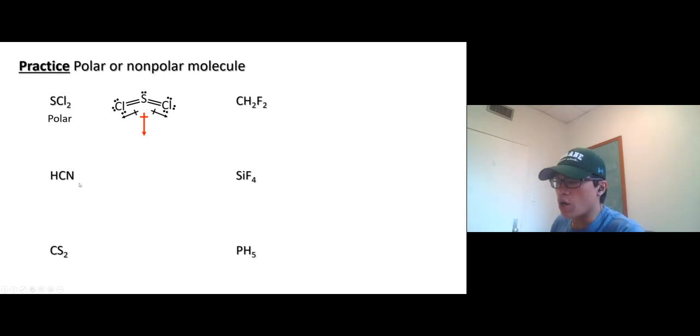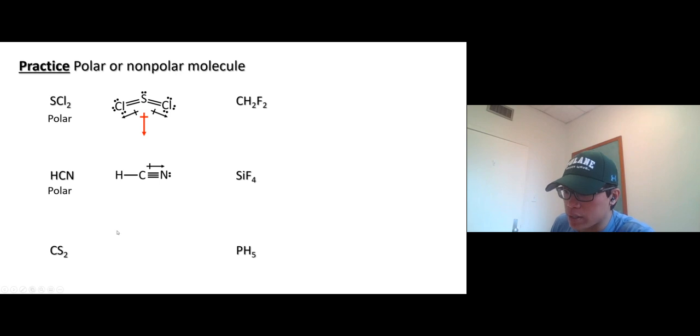HCN, let's see what's going on. The Lewis structure is going to be something like that. All right, so it's linear. The bond on the right, carbon and nitrogen. Nitrogen beats carbon for sure, higher in electronegativity, so point toward nitrogen. Carbon and hydrogen: if you still remember, the carbon-hydrogen bond is a nonpolar bond, so you can just ignore it. So the dipole moment of this molecule goes toward nitrogen, so it's a polar molecule.